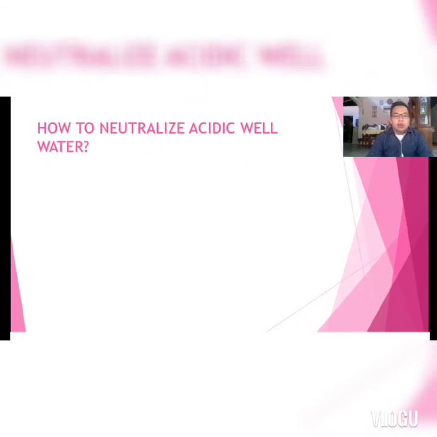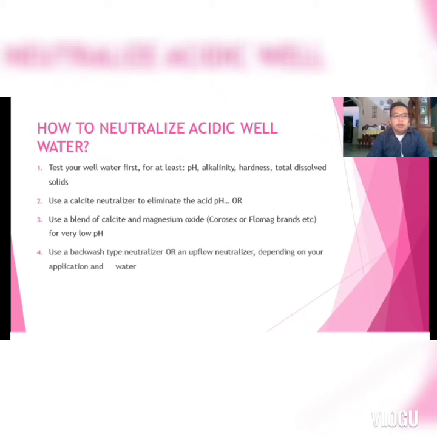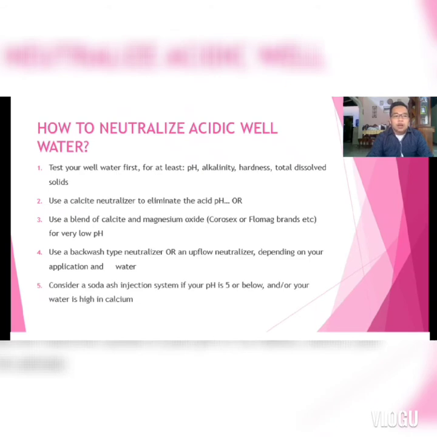How to neutralize acidic well water? First step, test your well water for at least pH, alkalinity, hardness, total dissolved solids. Use a calcite neutralizer to eliminate the acid pH. And then use a blend of calcite and magnesium oxide, or Corosex or Plumag brands, etc. for very low pH. Use a backwash type neutralizer or an upflow neutralizer, depending on your application and water. And last step is consider a soda ash injection system if your pH is 5 or below and or your water is high in calcium.